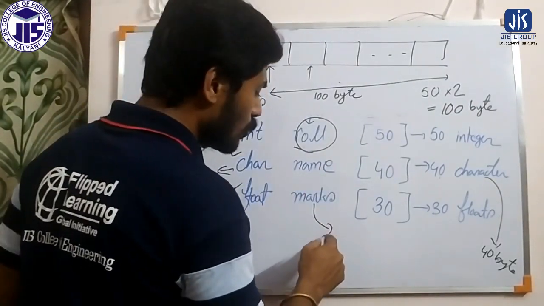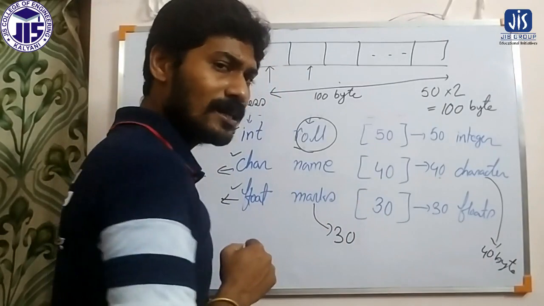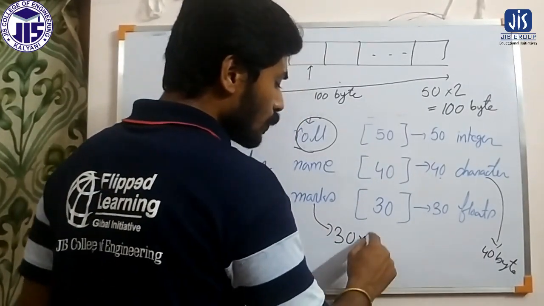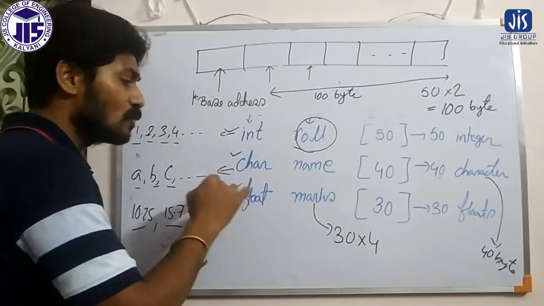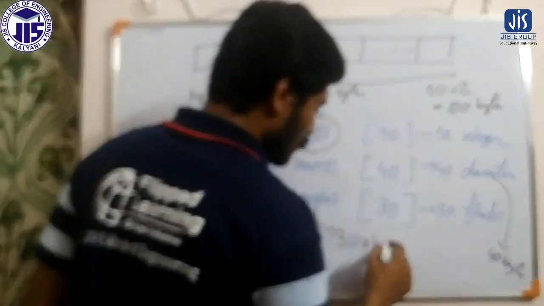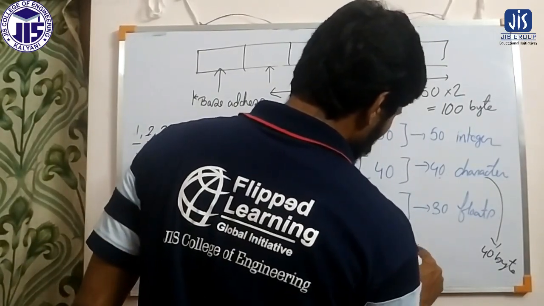For this marks, it will be 30, maximum size, that is 30 into 4. Why 4? Because the size of float is 4 in case of a 32-bit computer. So it will be total 120 byte.